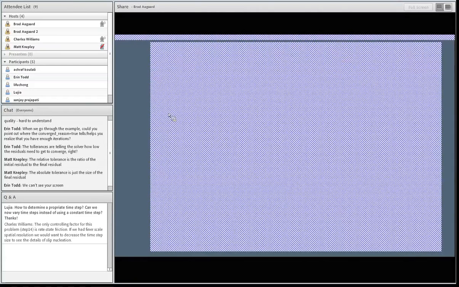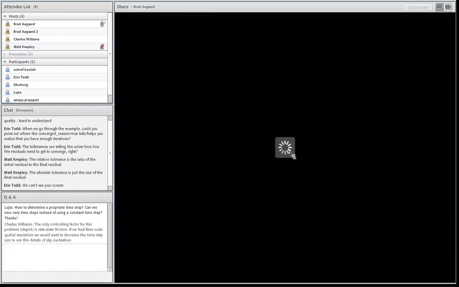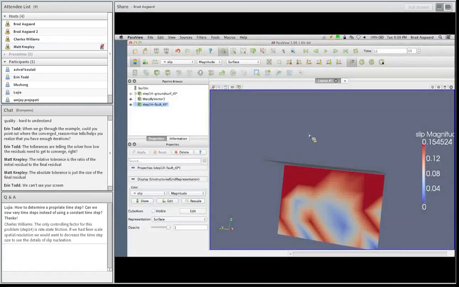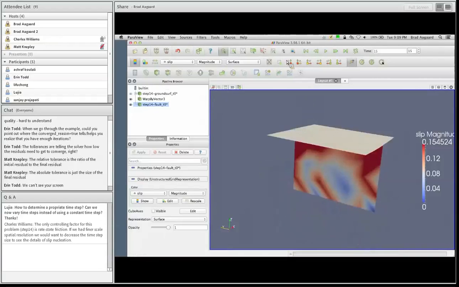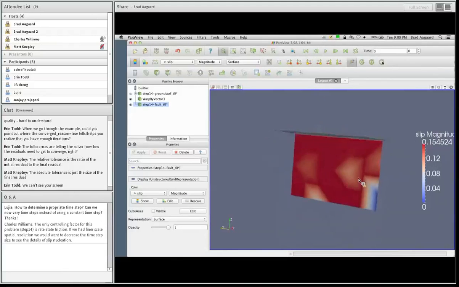Oh, you can't. Oops. Yeah, it's just blue. I was still probably sharing the terminal. Okay, now that looks better. So here's the garbage we're seeing.